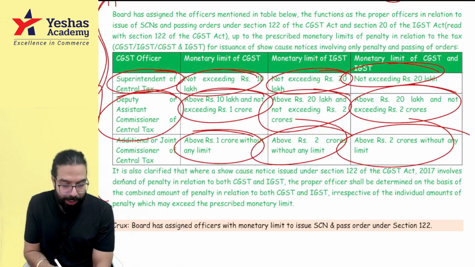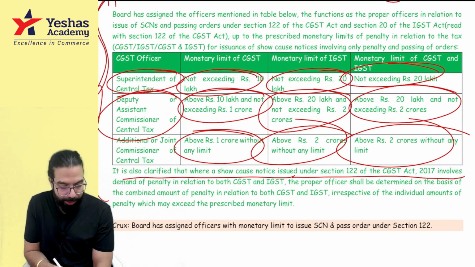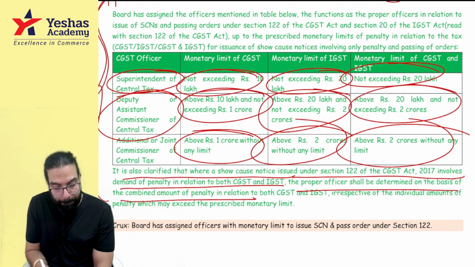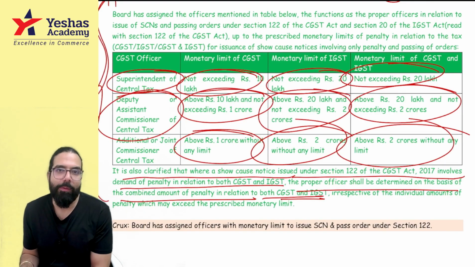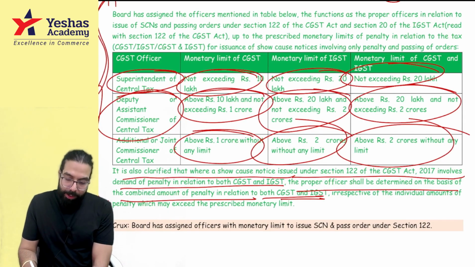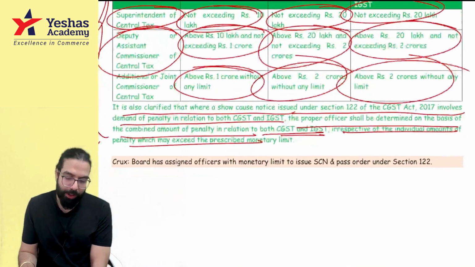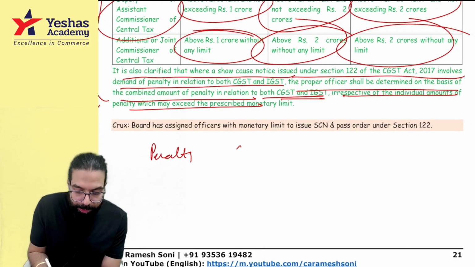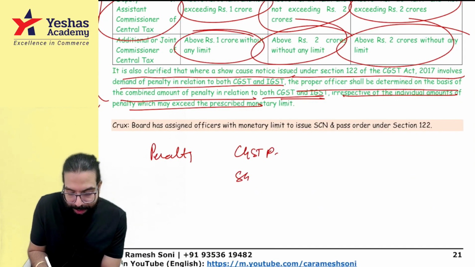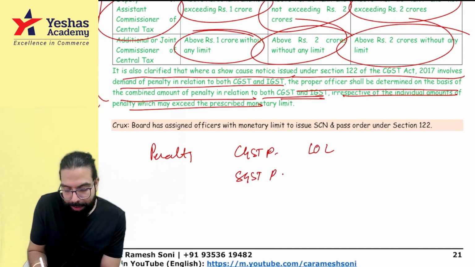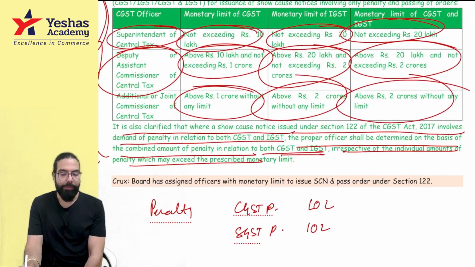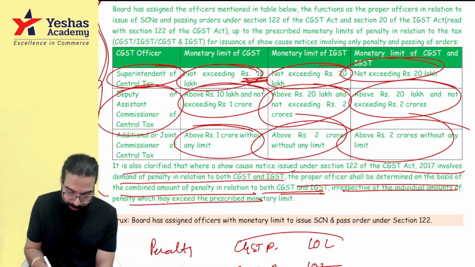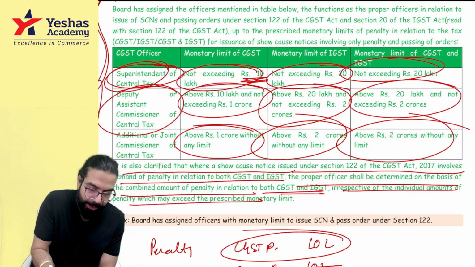It is also clarified that where show cause notice under 122 involves CGST and IGST, the proper officer shall be determined on the basis of the combined amount of CGST and IGST, irrespective of individual amount. For example, one penalty order was issued to you with CGST penalty and SGST penalty, 10 lakh and 10 lakh. Which officer? Not exceeding 10 lakh, you don't see the SGST amount, you only see CGST, and it will be the superintendent.